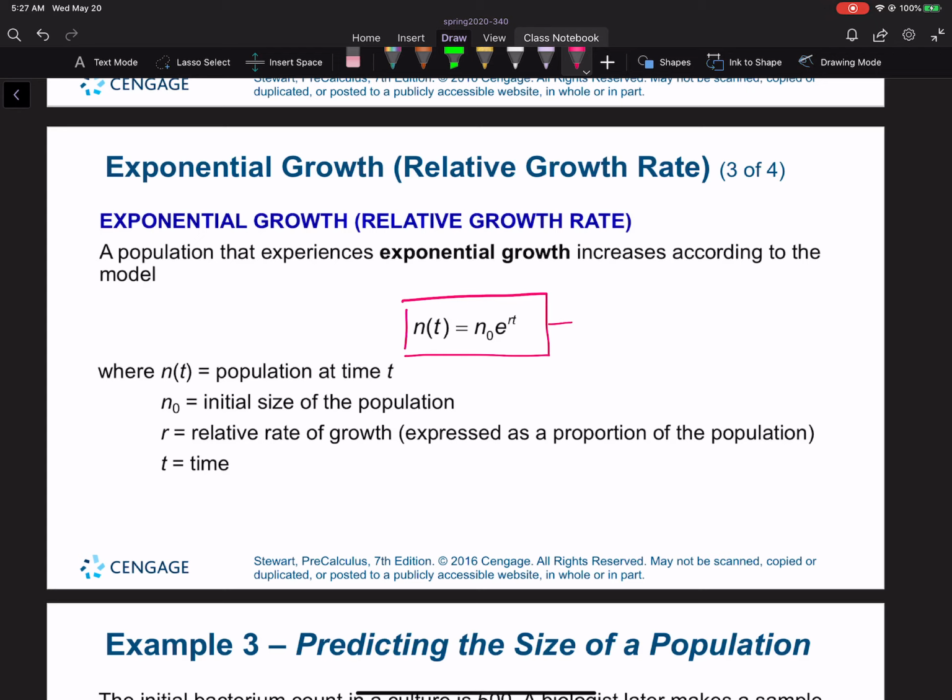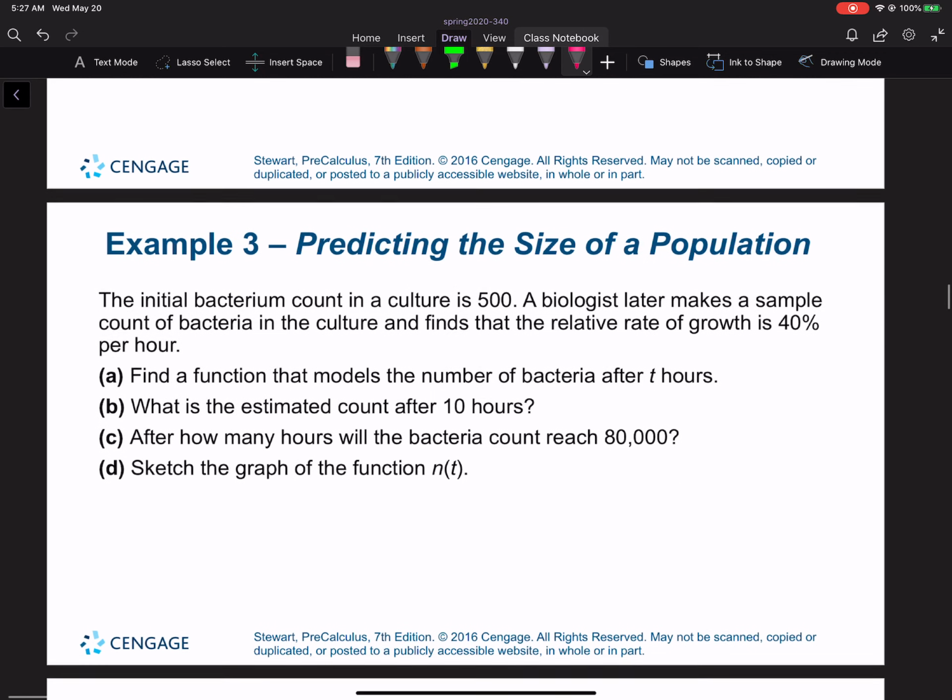You can clearly see this is synonymous to amount is equal to P e to the rt. So we're just making the notations nicer for us so that we can talk about N(t), and N naught is the initial population. N(t) is the population at any time, and r is the relative growth rate, which is expressed as a proportion of the population, and t is your time. Okay, so let's look at this example over here.